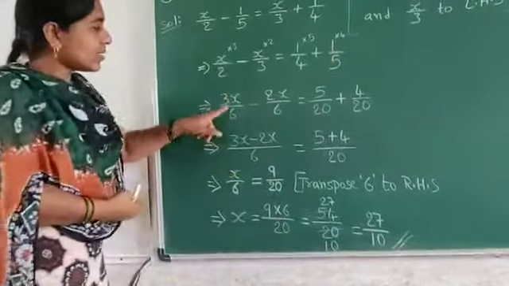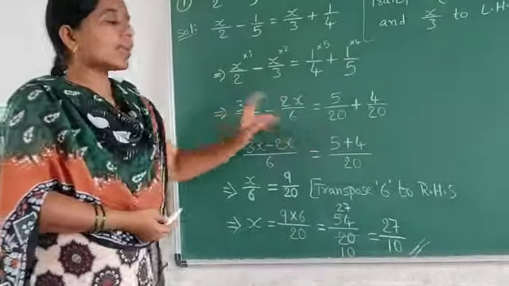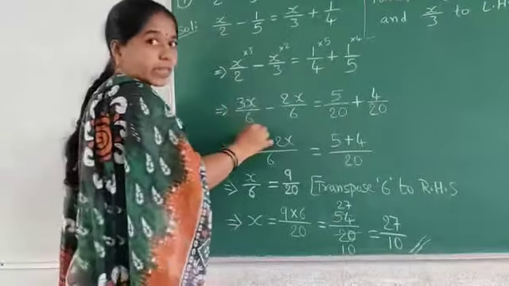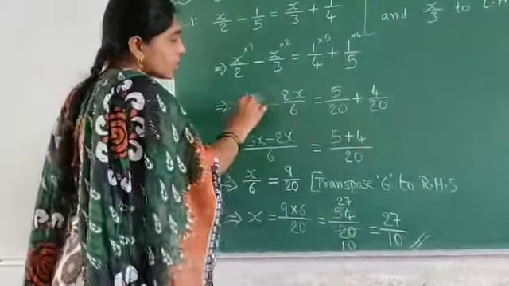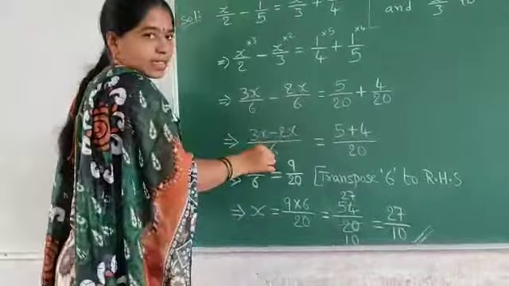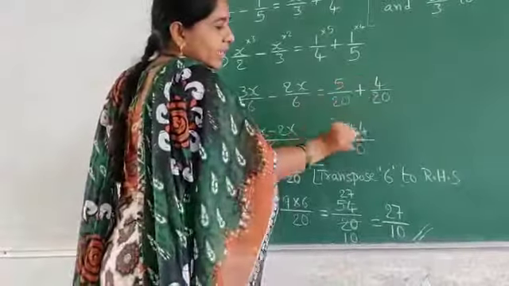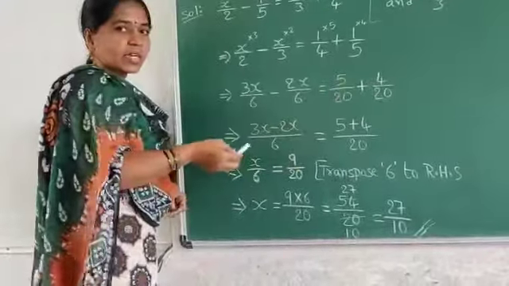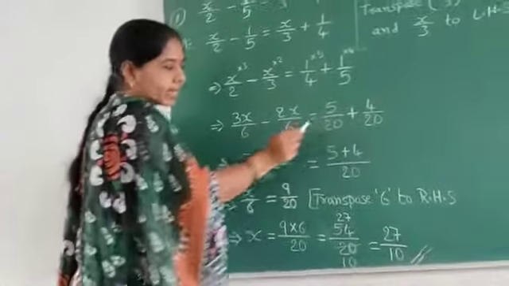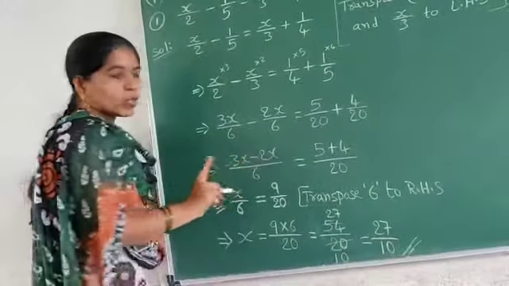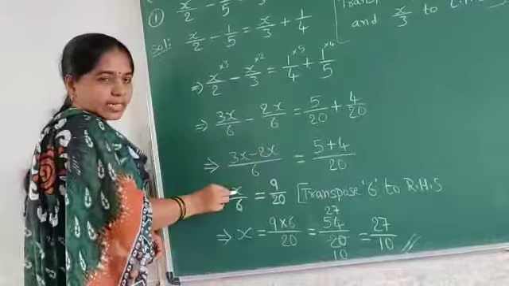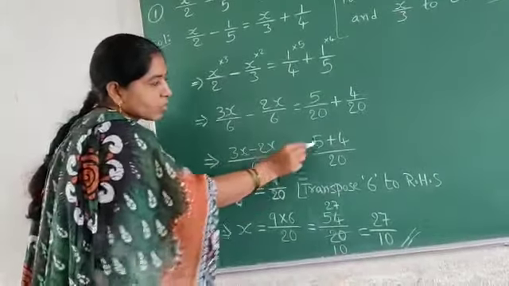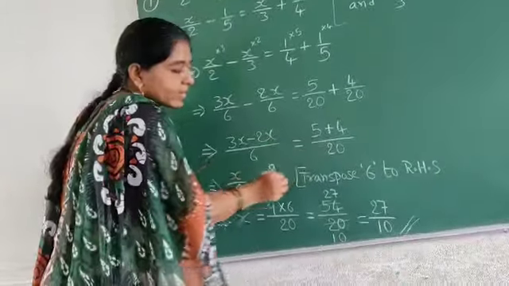After writing that, observe here, all are like fractions now. LHS part also like fractions we got, RHS also. 3x minus 2x divided by 6, which is equal to 5 plus 4 divided by 20. Means numerators we are going to subtract here and here adding. 3x minus 2x is equal to 1x, children, which is nothing but only x. Then x by 6 is equal to 5 plus 4 is 9 divided by 20.